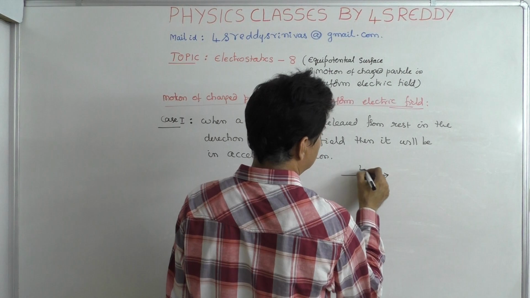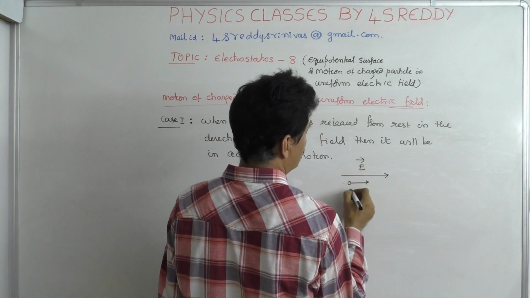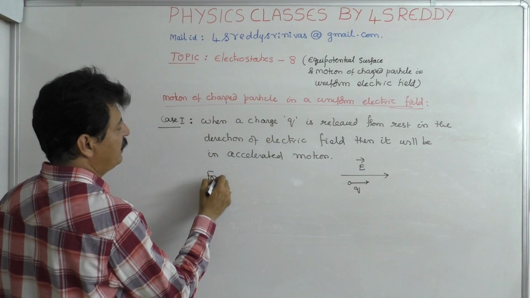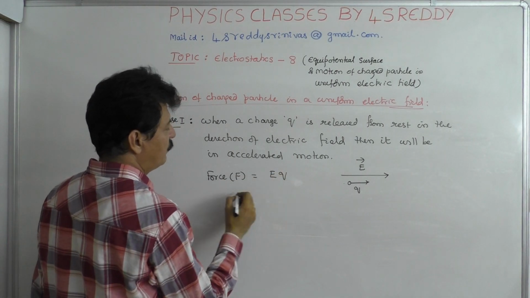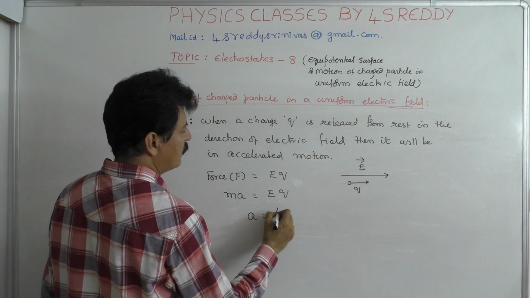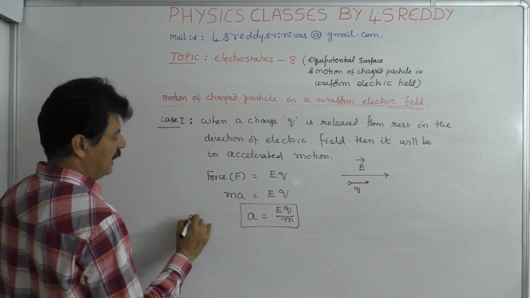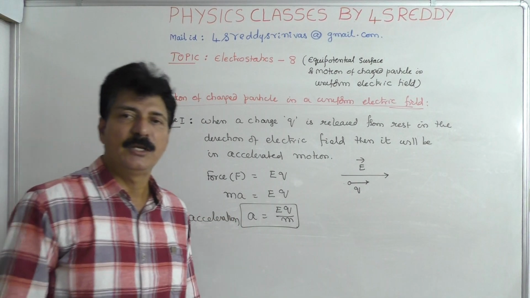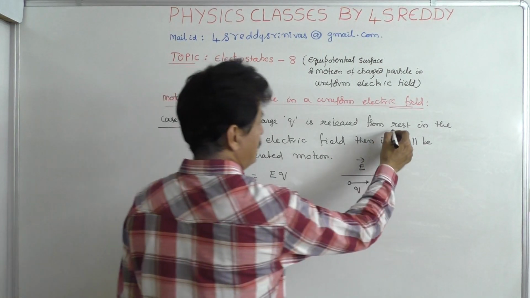if E bar is in this direction, and if a charged particle is projected like this, it moves. Therefore, force F is given by EQ. We know that. Therefore, MA is equal to EQ, or A is equal to EQ by M. This is the acceleration of a particle in a uniform electric field when it is released from rest.